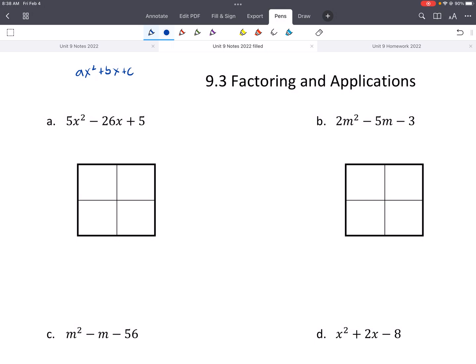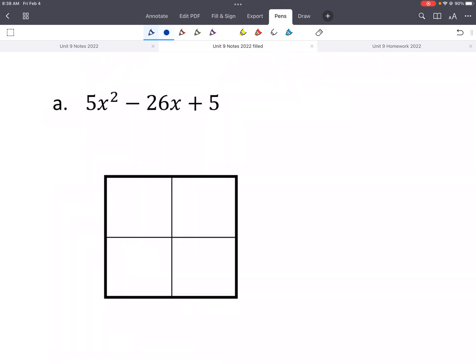All right, so first thing that we did is we want to see if there is a greatest common factor. Okay, so we look at these three and say, is there a greatest common factor? And if we have 5, the only thing that goes into 5 is 1 and 5, but 5 doesn't go into 26. And we can't take out any x's because we have a constant, and there's no x's that we could take. So there's no greatest common factor.